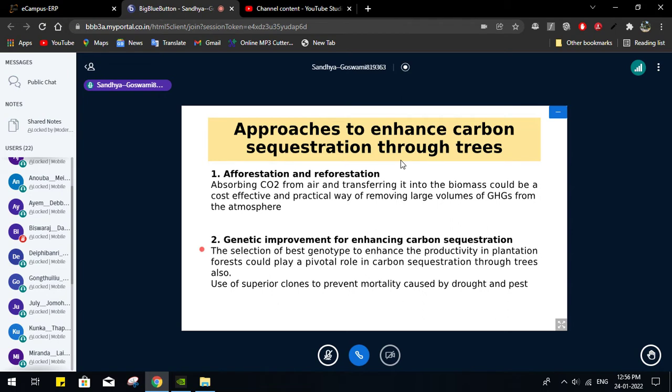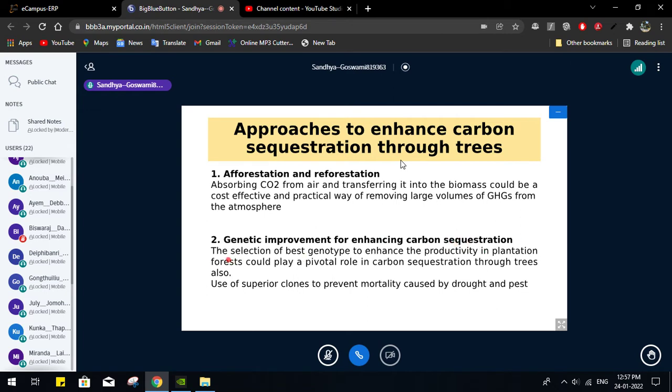Second, what we can do through the trees. When a tree is healthy, better, superior, it is going to absorb more carbon for its good growth, right? So it is also important that genetic improvement in the tree's genotype should be done so that more carbon sequestration can be done.